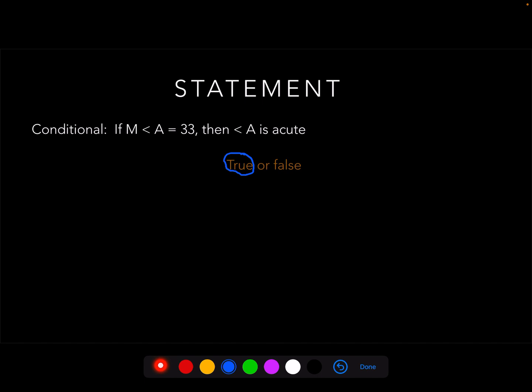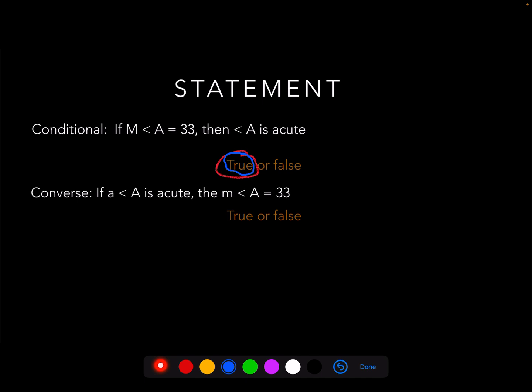So what's the converse? If angle A is acute, then its measure is 33 degrees. Oh, I did circle that. Okay, so there's my converse. If angle A is acute, then the measure of angle A is 33 degrees. Is that true or false?